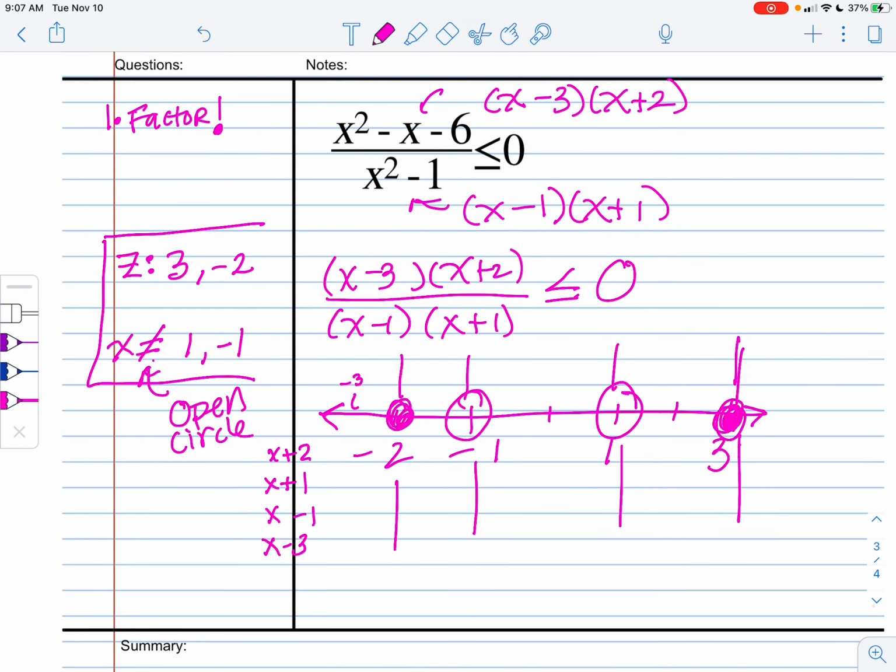Pick a number out here, -3 maybe. Negative, negative, negative, negative. Remember, you can pick a decimal, -1.5: positive, negative, negative, negative. Here I'll pick 0, 0 plus 2, so positive, positive, negative, negative. In here I'll probably pick 2, oops. And then out here maybe I'll pick 4. So positive, positive, positive, positive. Next step is to multiply.